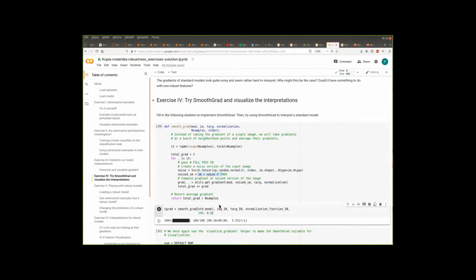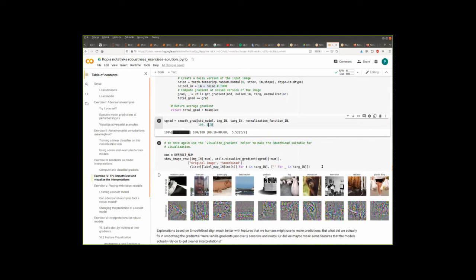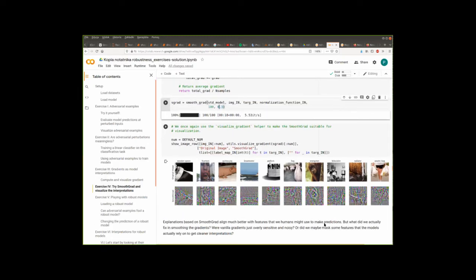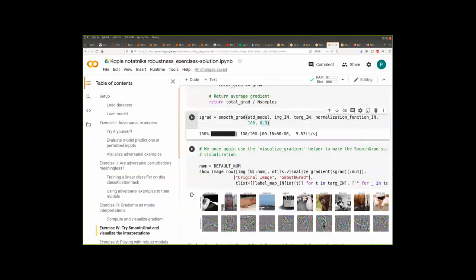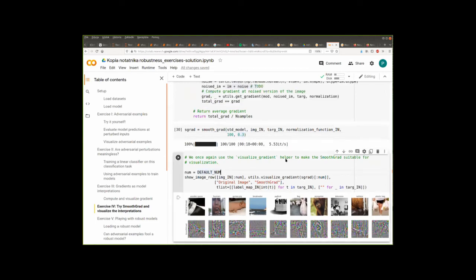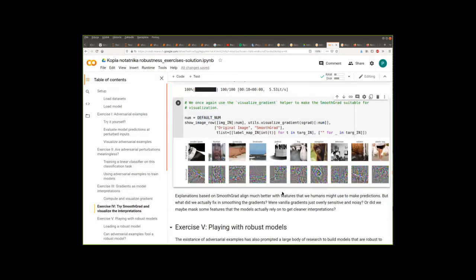Okay, so we computed this smooth gradient, and it looks like that. It's not perfect, but you can see something. For example, let's focus on this orangutan face. When you look through it, you can actually see the face of this orangutan in our interpretation. So by averaging many gradients, we are somehow able to interpret this model. It's nice, but it's not perfect. But we'll see how it works for a robust model, because this is actually our goal here.